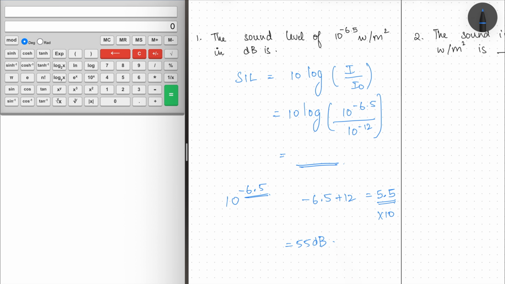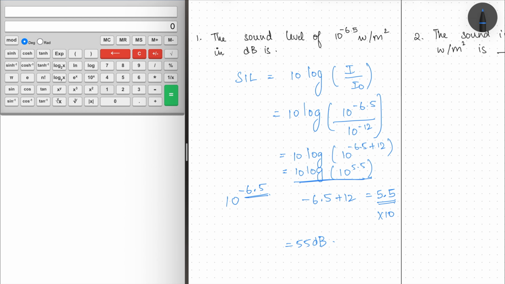Now let's calculate it in the calculator and we'll see. So when this 10 to the power minus 12 goes to the numerator, it will become 10 to the power plus 12, right? So it will become 10 to the power 5.5. So you need to find the log of it, okay? So I'll write it again. 10 log of 10 to the power minus 6.5 plus 12, which will give you 10 log of 10 to the power 5.5. Now let's find the answer for this.